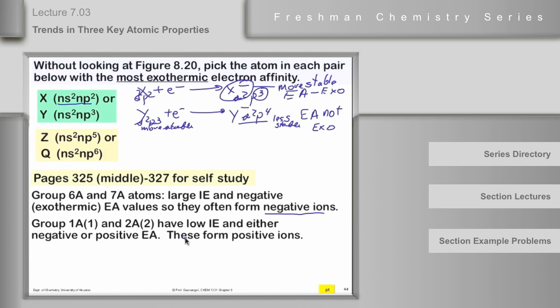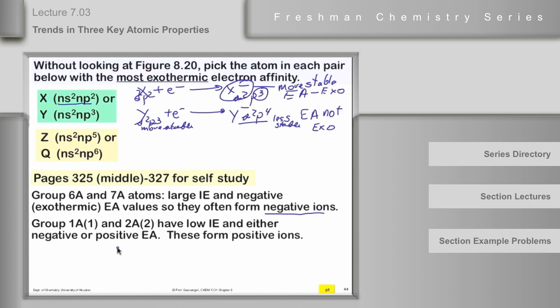Yes? Is Q or Y more stable? Is the electron configuration of Q more stable than the electron configuration of Z? Yes. Well, you tell me. S2P6 versus S2P5. Which one do you think it is? Oh, Q or Y? Oh, I'm sorry. I misunderstood what you said. A filled subshell is more stable than a half-filled subshell by a nickel or two.